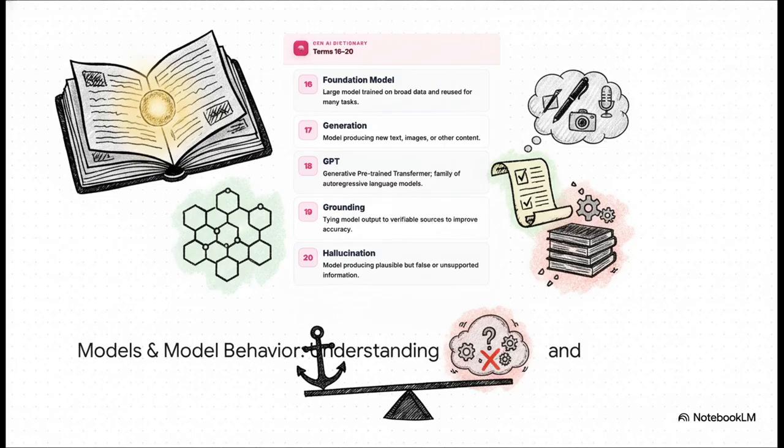Now, to make these models reliable, we need something called grounding. This just means tying the model's output to real, verifiable sources. An AI research assistant that gives you citations with its answers is much more trustworthy, because without grounding, you risk hallucination. This is where the model just makes stuff up that sounds plausible but is totally false. An AI inventing a fake legal case to support an argument is a perfect and pretty scary example of hallucination, and a serious risk for any business.